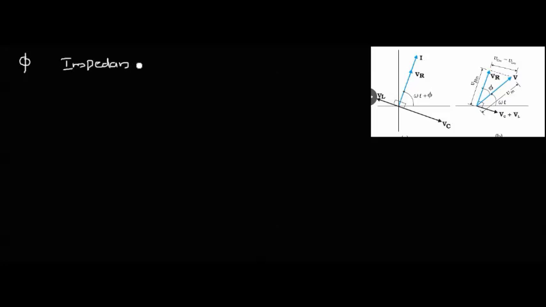Impedance triangle. Okay, I told you what impedance is. Impedance is the total resistance offered by a series LCR circuit, and we use the letter Z to represent the impedance of a series LCR circuit. So from the impedance triangle, we can calculate the value of phi. Okay, so what is an impedance triangle? It is a triangle connecting the impedance, the resistance and the reactance. So it's just a triangle.